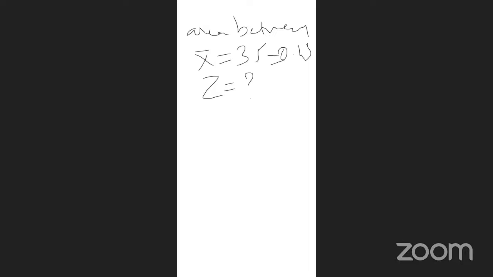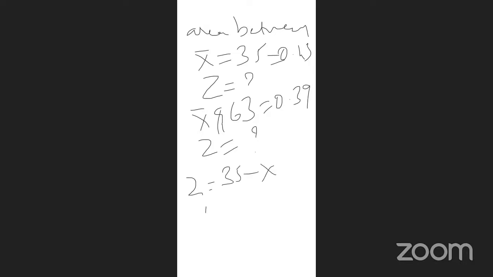In the same manner, between the mean and 63, the area is equal to 0.39. So we need to work out what is the Z value. So let us work out: Z1 is equal to 35 minus X bar divided by the standard deviation.